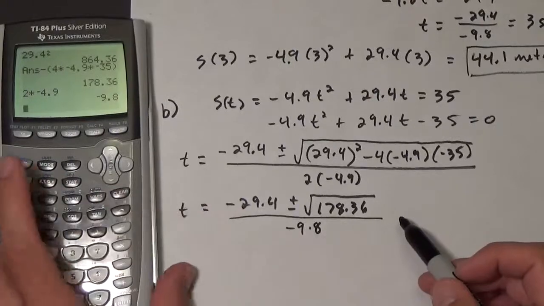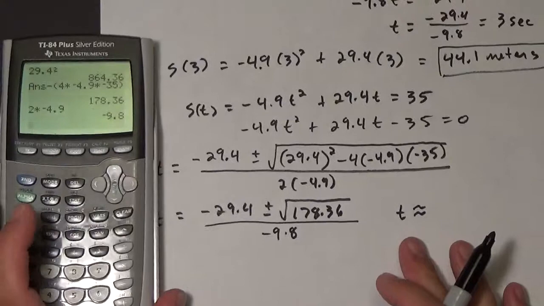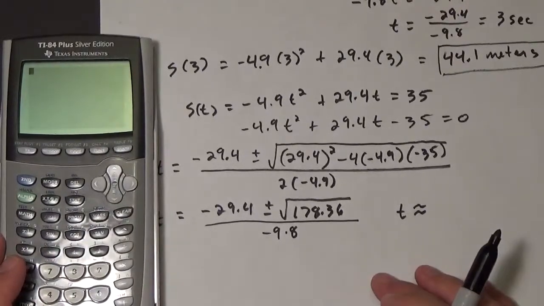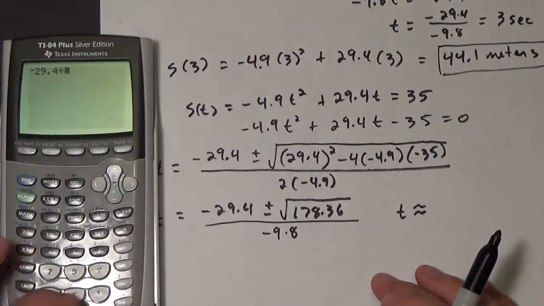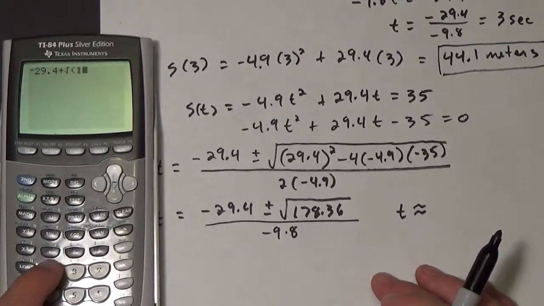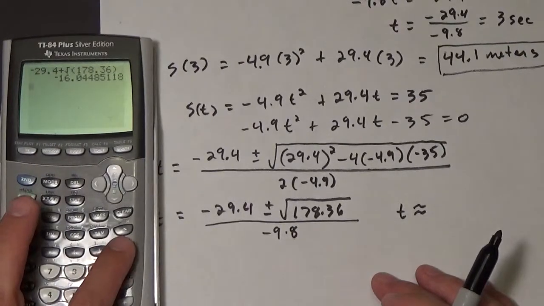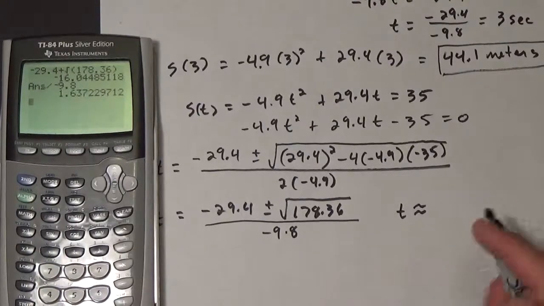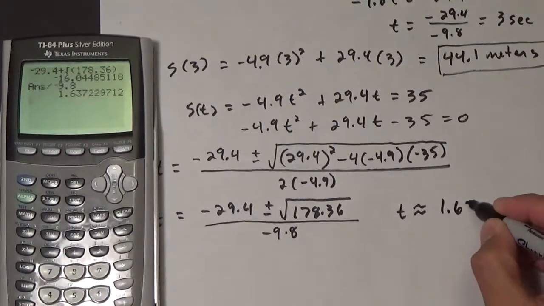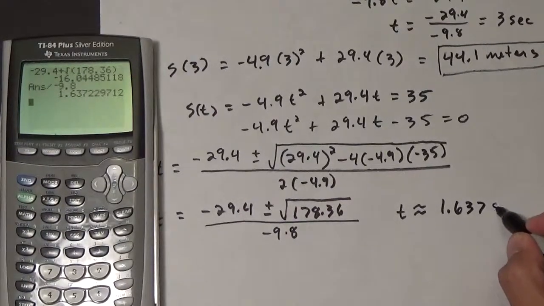Alright, so then it makes it easier to do our two choices. So t is approximately going to be, and we have to do both of the choices, negative 29.4 plus the square root of 178.36, divided by negative 9.8. And that gives us 1.637. Right, that's seconds.